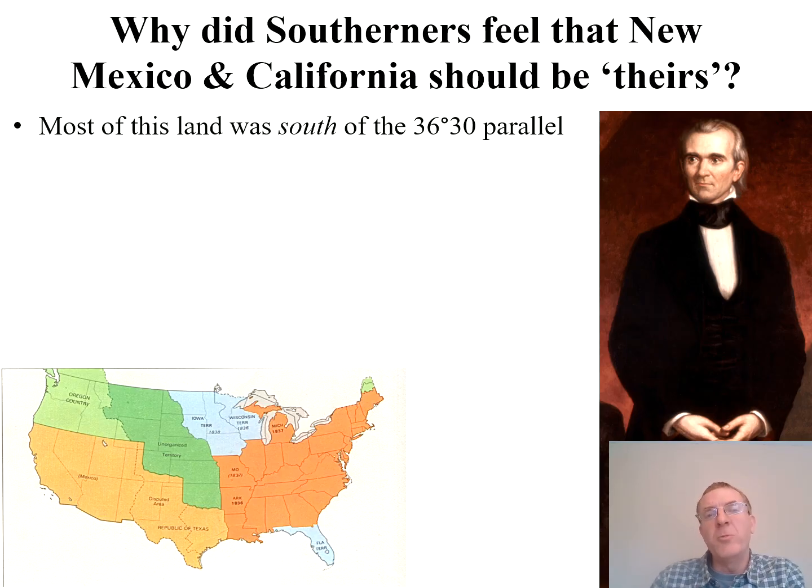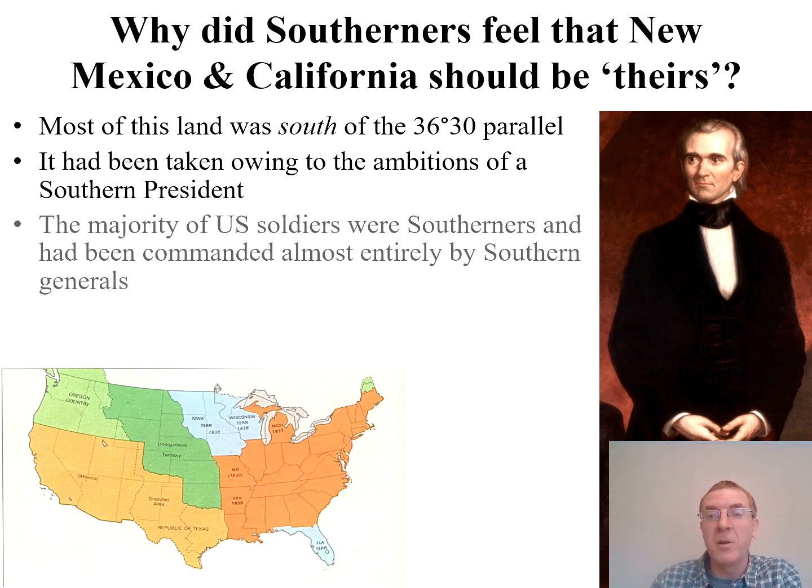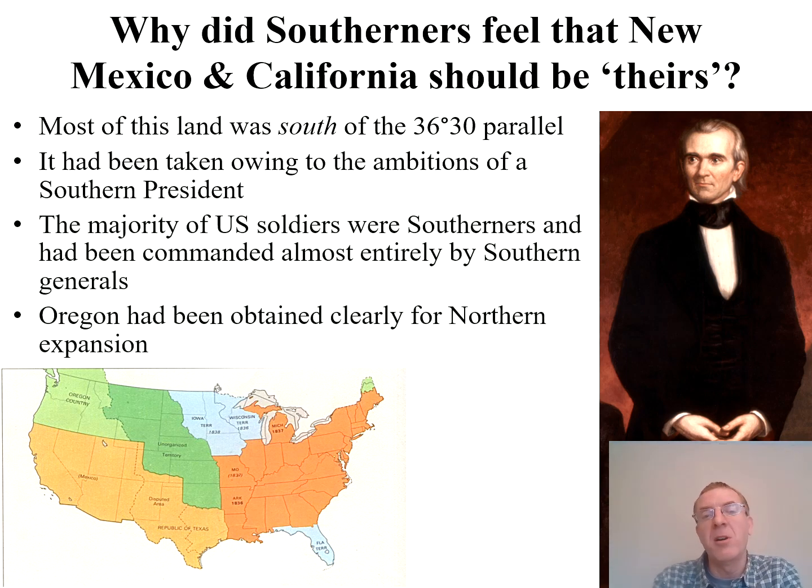So Northerners, yes, they know that a huge chunk of this land is going to be south of the 36°30' parallel. Remember, that's the Missouri Compromise line. And we mentioned that a Southern president is the one who took all of this territory. Now, there was some real concern that this newly acquired territory is going to become a slave territory.